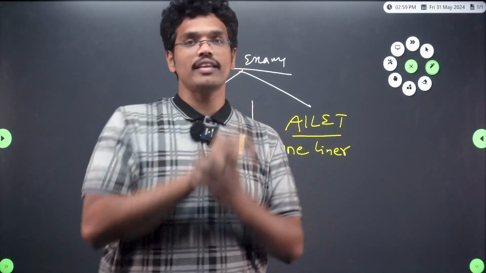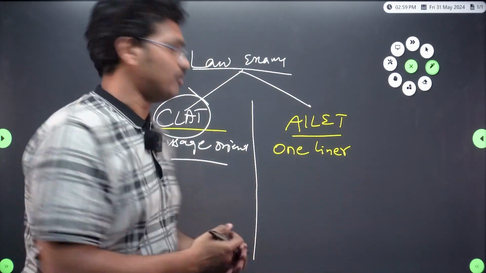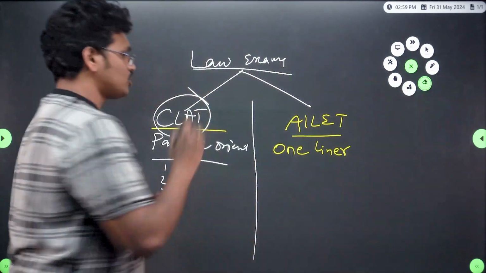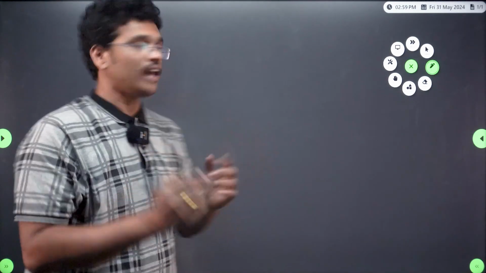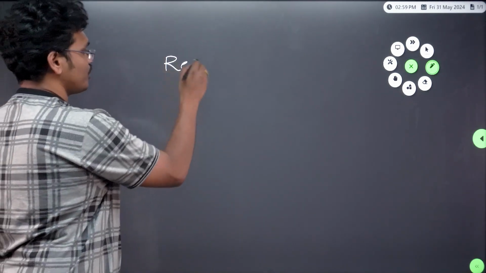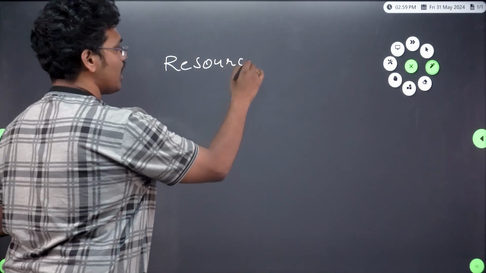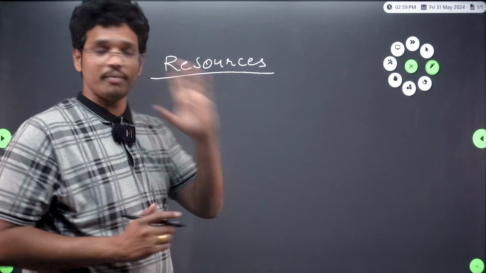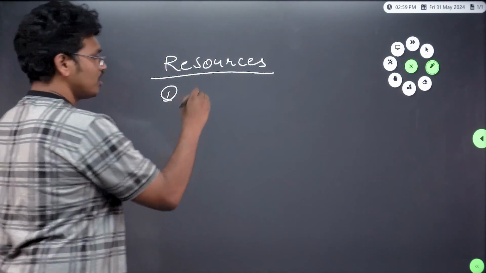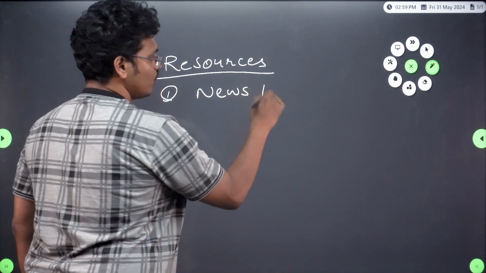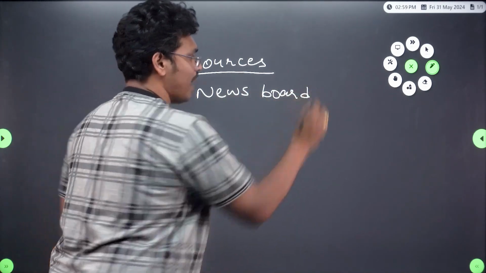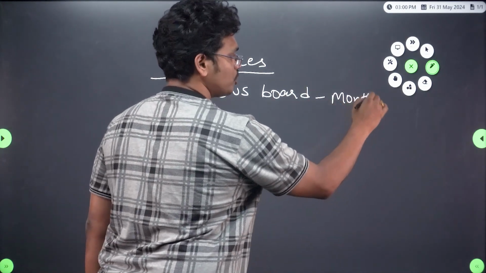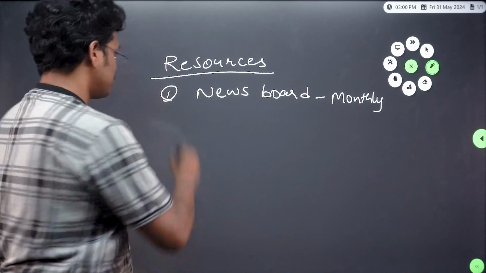Then how to prepare that? What are the sources available? For the convenience of our CLAT students, for the convenience of our Abhyaas students, we are giving several resources for you. First, you need to know what those resources are. All these resources are available in your Edmark portal. First resource, the news board, which is also called the monthly magazine. Every month we publish it in your student portal.